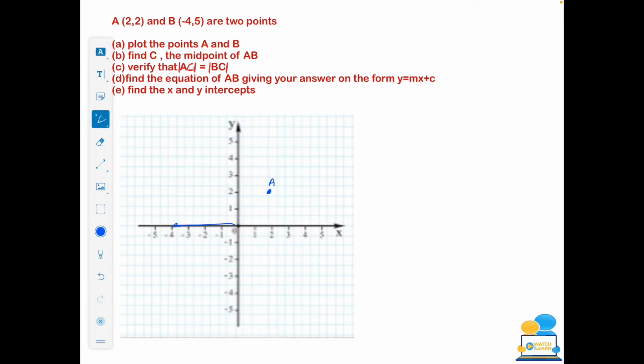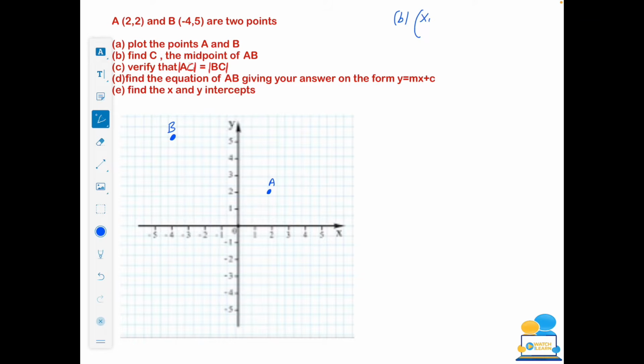And then we have the point (-4, 5) as B. So minus 4 will be this way and then up to 5. So this will be our point (-4, 5) right here. Okay, part A done. Nice and straightforward, like you'd expect your first parts of your questions to be. Then part B says find C, the midpoint of AB.